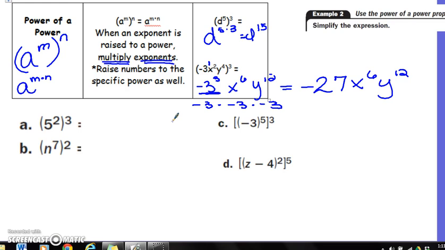The A through D are a little bit easier. So let's look at those. Here we go. 5 squared to the 3rd power is going to give you 5 to the what? 6. 5 to the 6th.